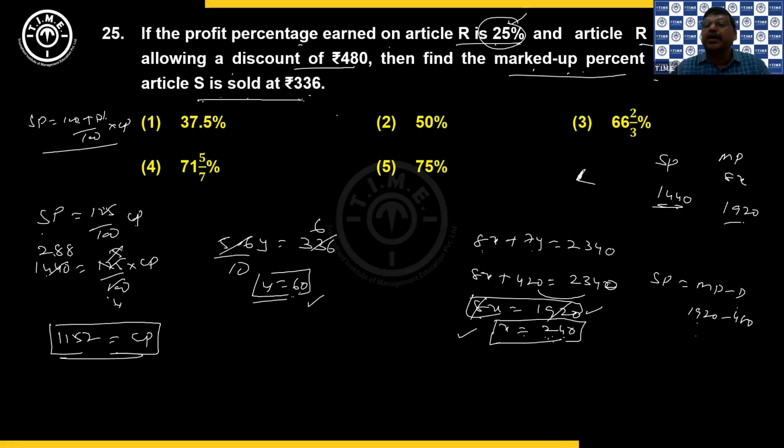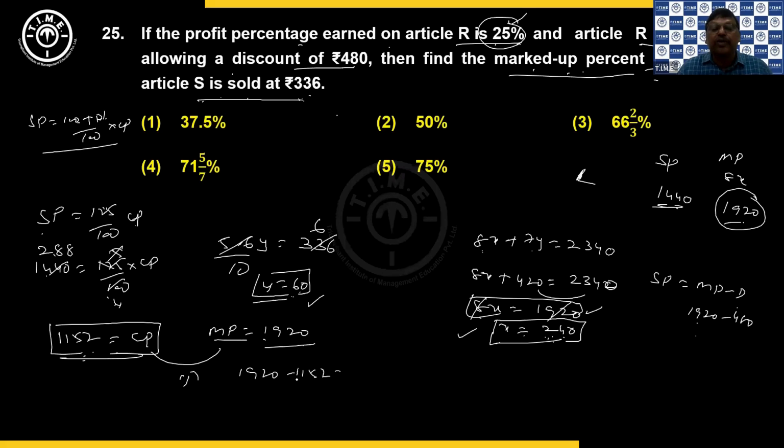Your question is to find the marked up percent on article R. Students, cost price is 1152, but you are marking it at 1920. We can say how much you are increasing it. You are marking it up by 1920 minus 1152. Students, you can say 768, you marked it above. So this is what percentage? 768 by 1152 into 100.